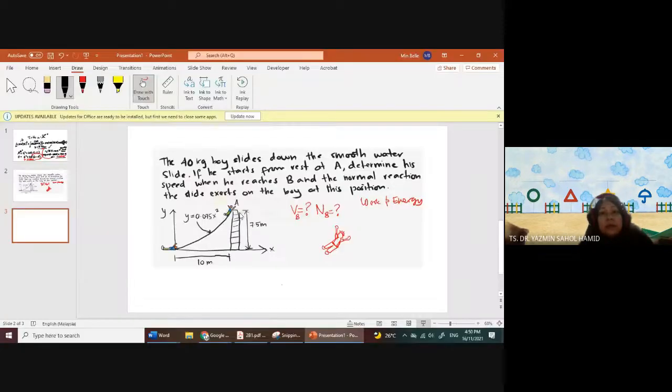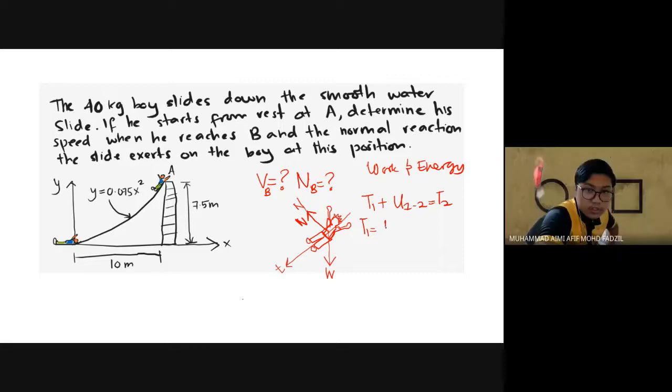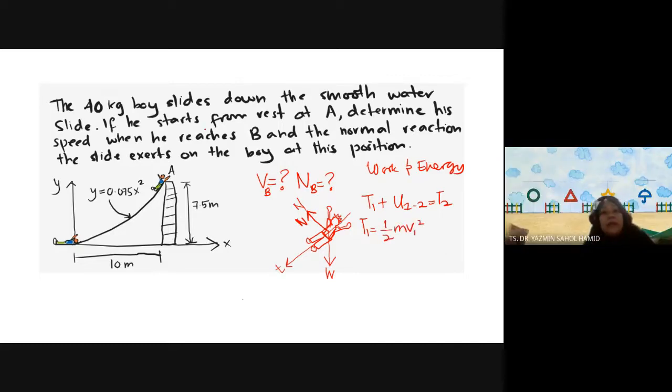Next, we have to, because this is PowerPoint, it behaves like that. Wait. So we have to write down the formula, which is T1 plus work equals T2. So T1, what is our T1? 1/2 mv squared. Okay. What is our velocity? 0. Why? At rest. Correct. At rest. So this one is 0.